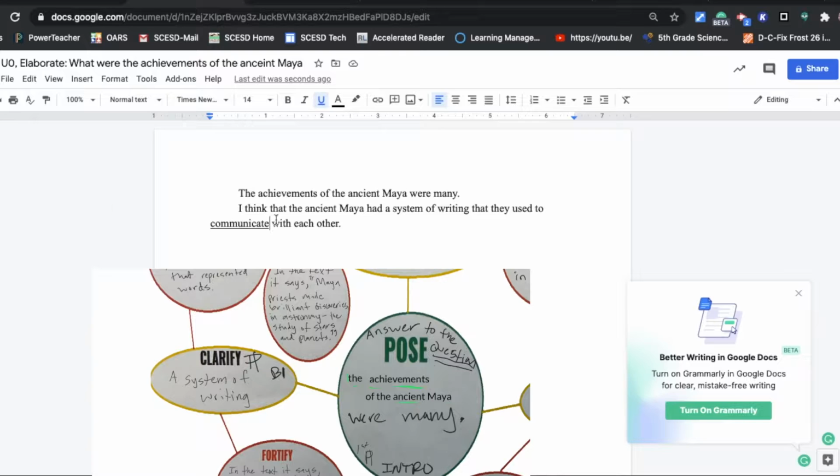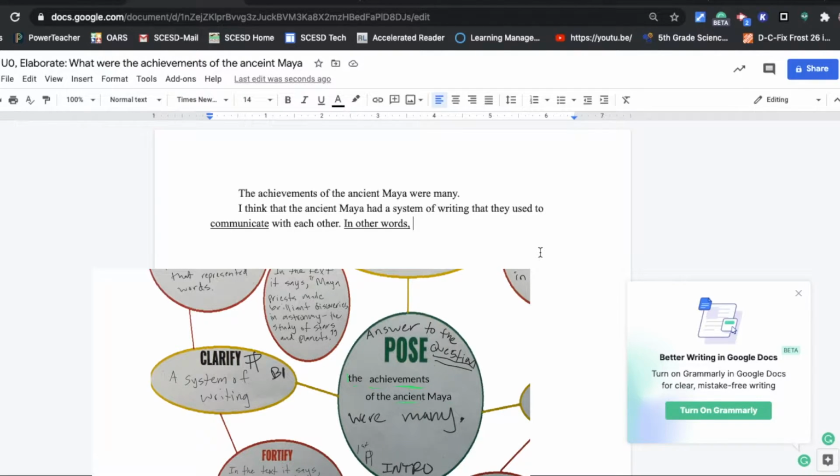So we can think of this as the pose of our clarification, because we're really just putting that idea out there that they had a system of writing. That system of writing was used to communicate with each other, and we can say actually more on this. We can really clarify again, bringing in another transition phrase, and you're going to need to have these transition phrases, I think one in each paragraph, if you want to get the maximum amount of points for this essay.